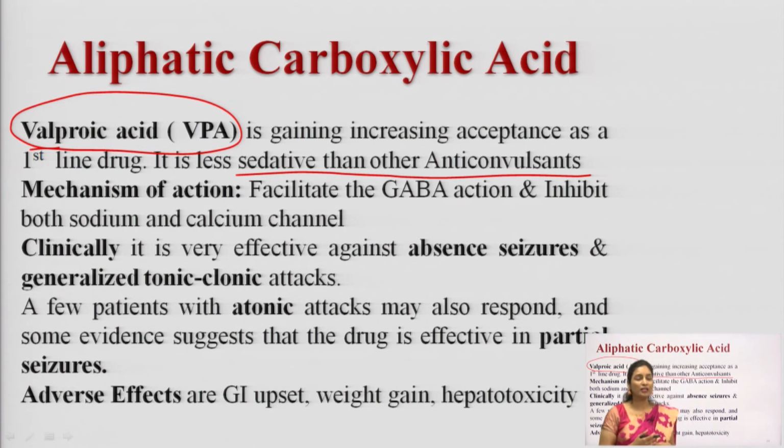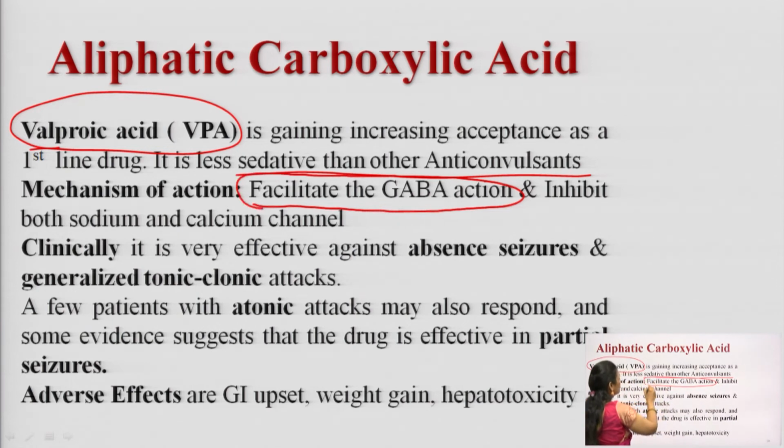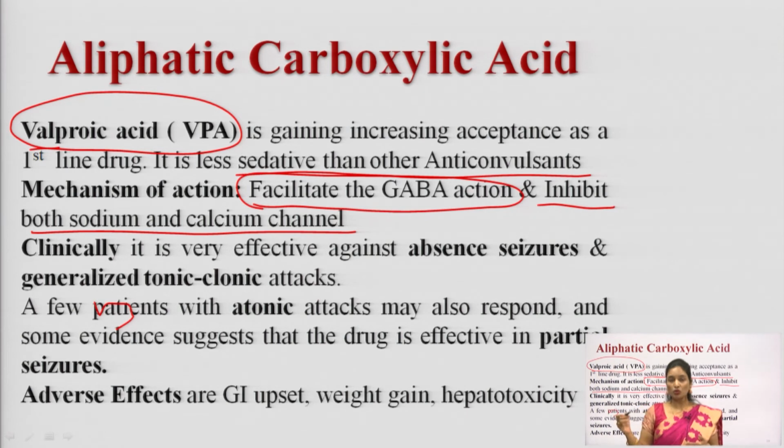And what is the main mechanism of action of this drug? It facilitates GABA action. This is the important thing you have to remember. Apart from that, it will inhibit the sodium and calcium channels as well. So valproic acid, an aliphatic carboxylic acid, is a drug which will block the sodium channel, block the calcium channel, and increase the activity of the GABA neuron. It will increase the GABA action.